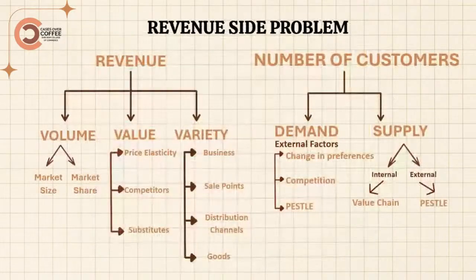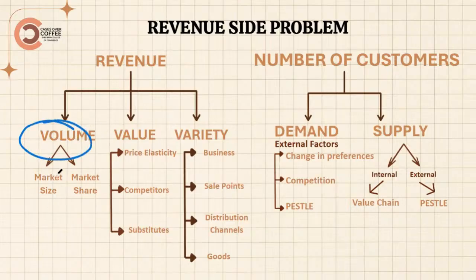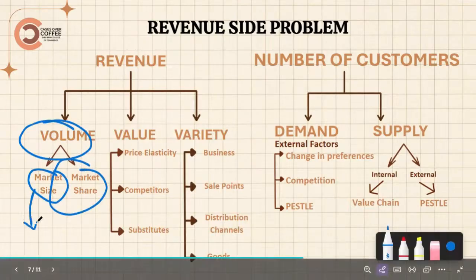Okay, moving forward to the revenue side problem, how do we figure that out? Revenue can fall due to, let's say, two to three reasons. First of all, let's start our discussion with the volume. In case of volume, there could be two possibilities. Number one is the market size. Secondly, the market share. I have already explained this in my previous session, so in case you have attended that, you might be aware.